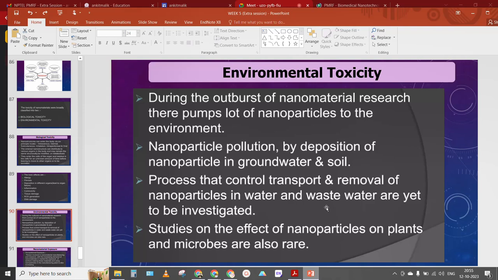During the outburst of nanomaterials research, a lot of nanoparticles have come into the environment. There is nanoparticle pollution by deposition of nanoparticles in groundwater and soil. The processes that control transport and removal of nanoparticles in water and wastewater are yet to be investigated. Studies on the effect of nanoparticles on plants and microbes are also rare in environmental toxicity.